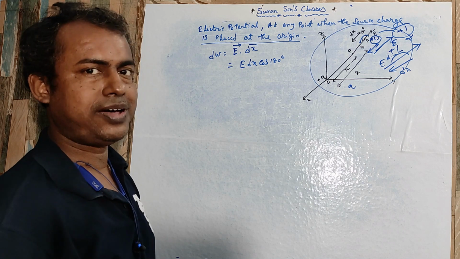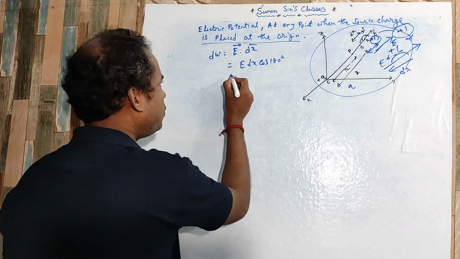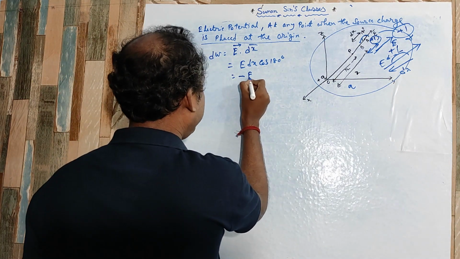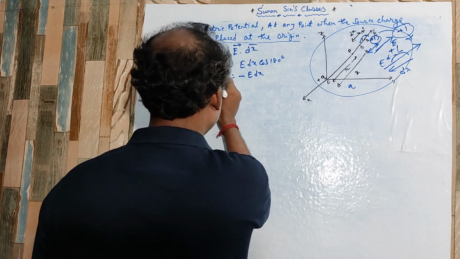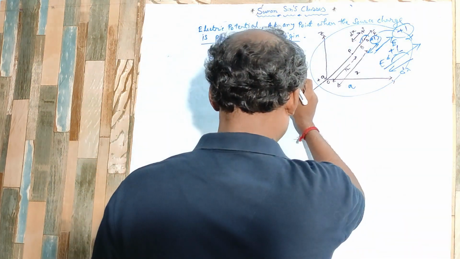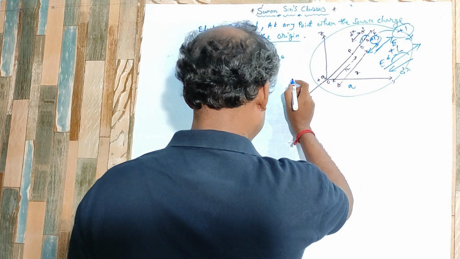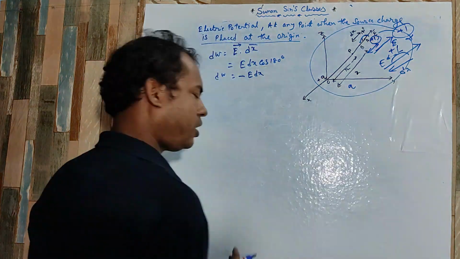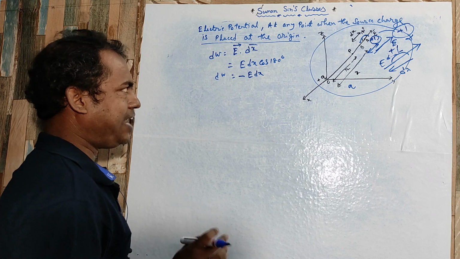Now the cos 180 degrees value is equal to minus 1. So we just write in this case that it is equal to minus E dx. So it may be written in the form dW equals minus E dx.